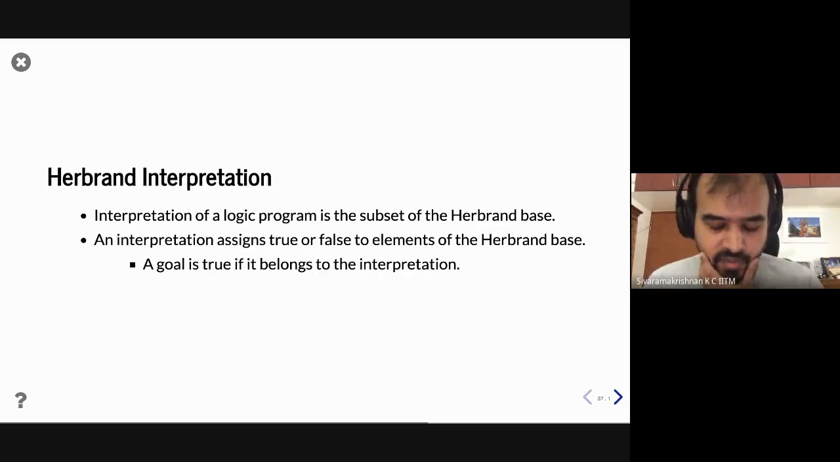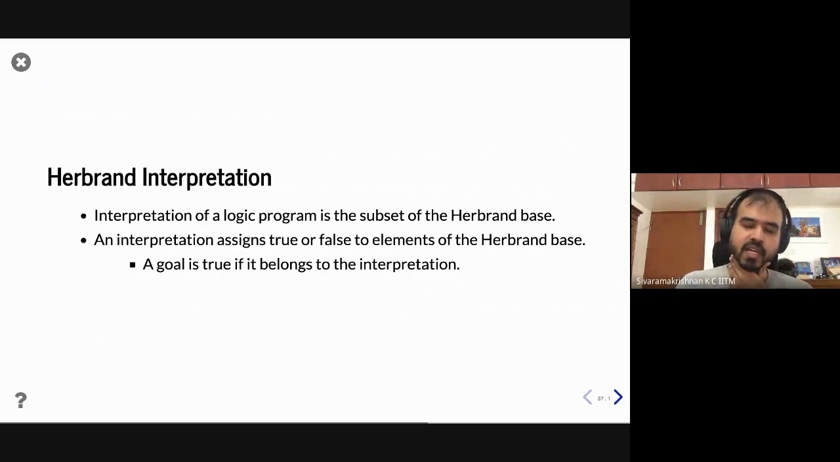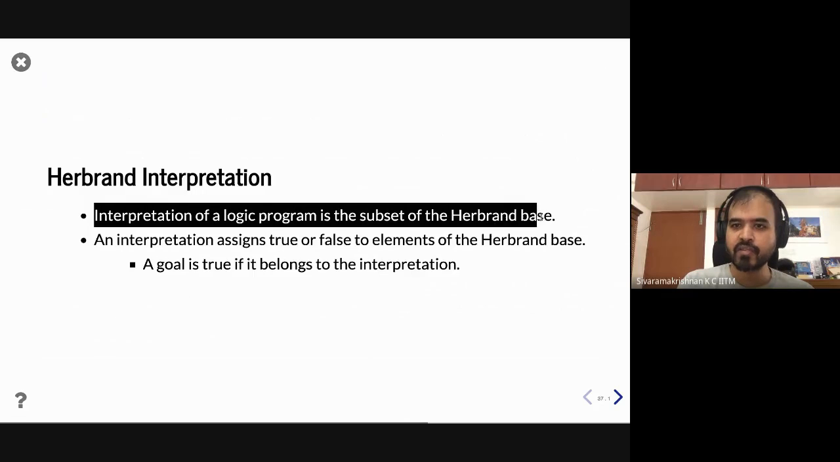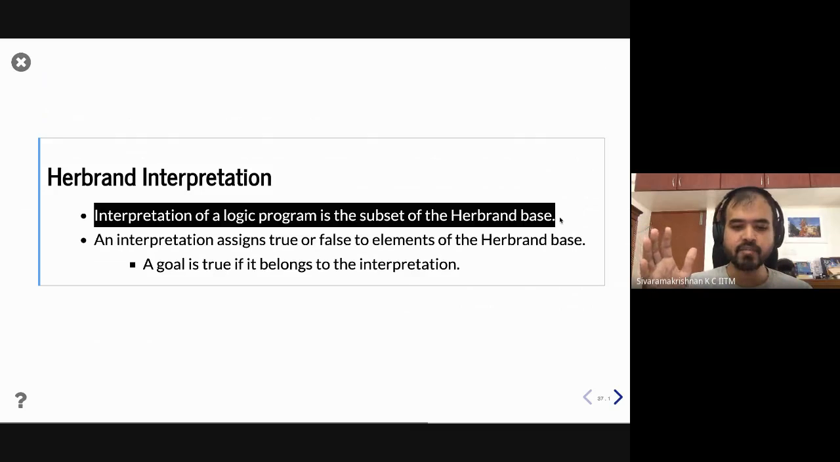Okay, so we looked at two definitions: Herbrand universe and Herbrand base. We are going to look at Herbrand interpretation. A Herbrand interpretation is just a subset of the Herbrand base. This is easy. What is an interpretation? You take the Herbrand base, take a subset. Any subset is an interpretation, right? Why is this useful? An interpretation assigns true or false values to elements of the Herbrand base.